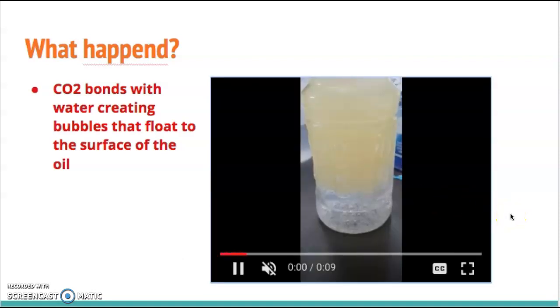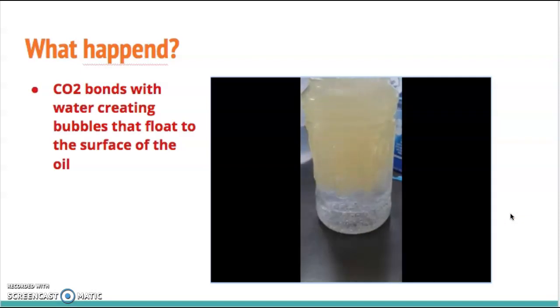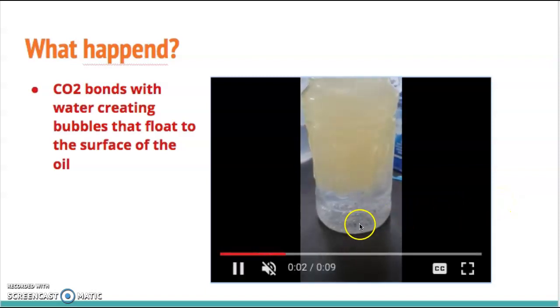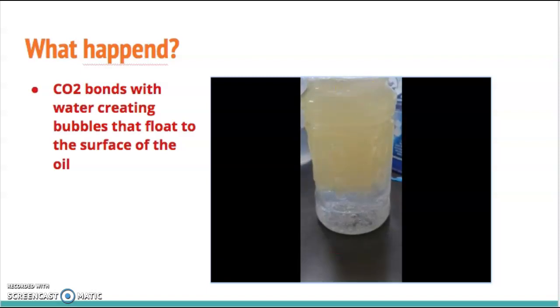So this is just an example. This was after the Alka-Seltzer tablet was added. We could see the little bubbles of water going up to the surface of the oil. They're starting down here and they're floating all the way up. If we think about this, this shouldn't be happening because the water is more dense than the oil, right? But once the CO2 bonds with it, this changes it and makes it lighter, so it goes to the top.